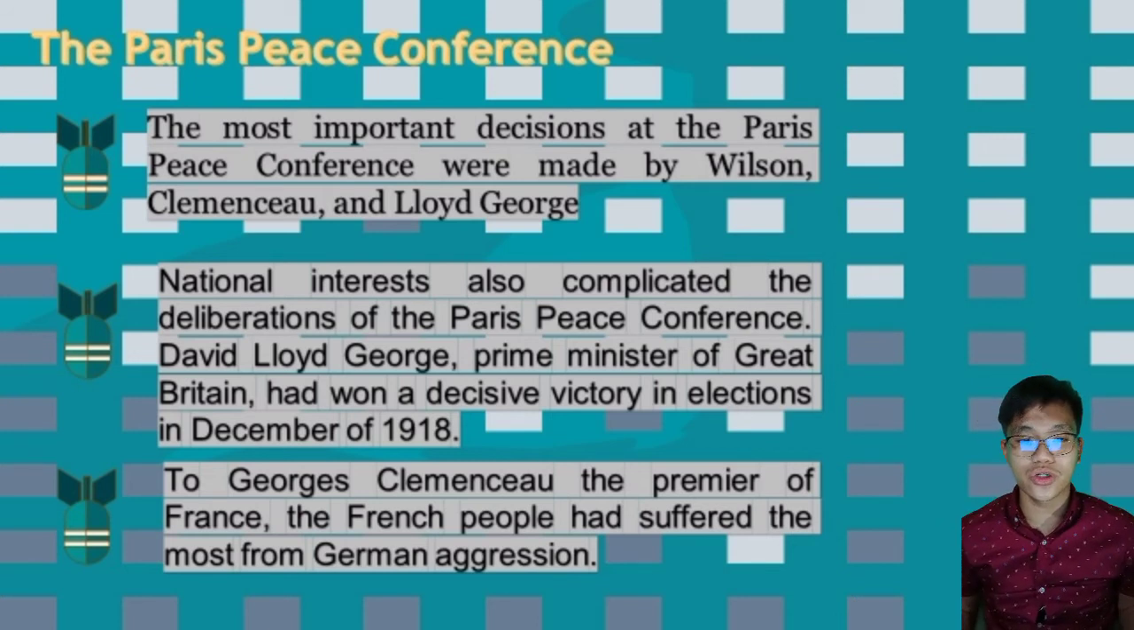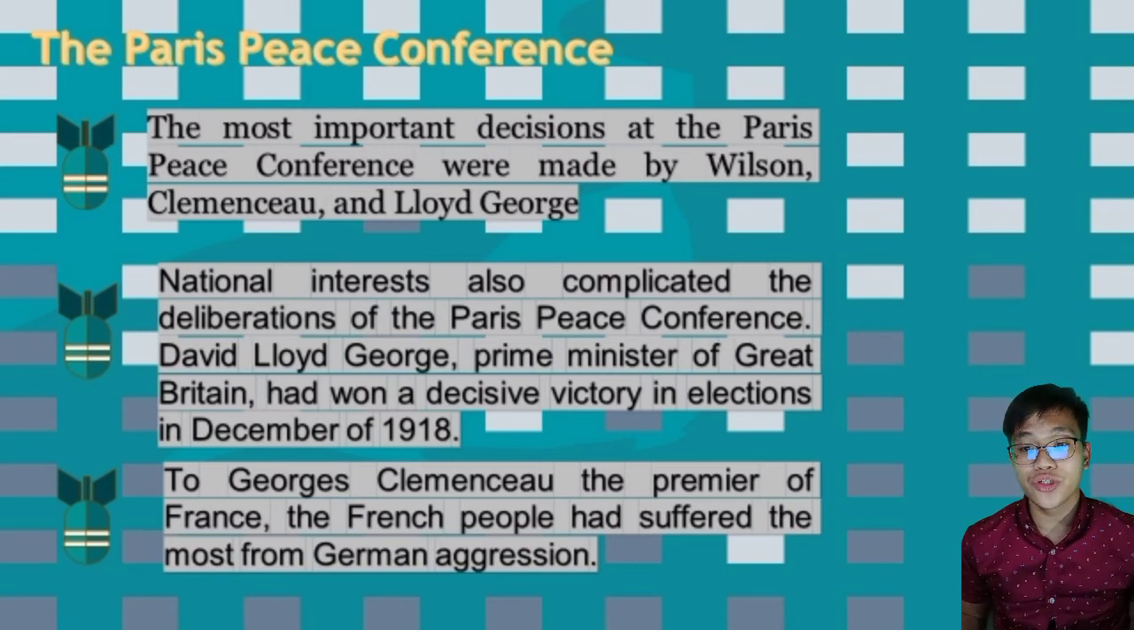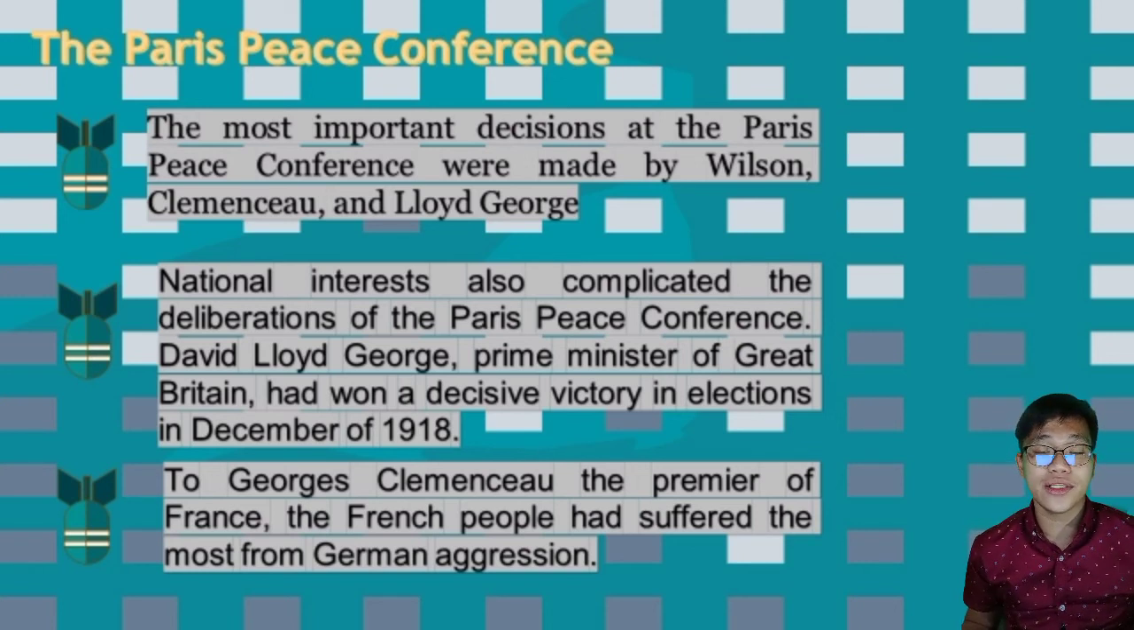National interests also complicated the deliberations of the Paris Peace Conference. David Lloyd George, Prime Minister of Great Britain, had won a decisive victory in elections in December of 1918.